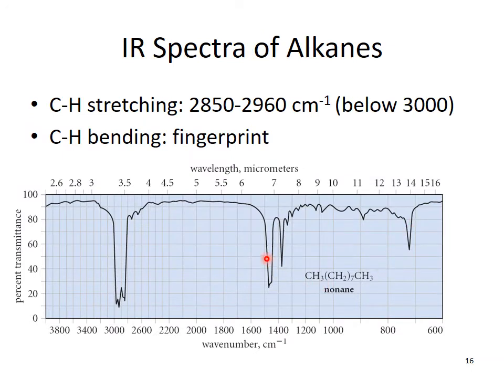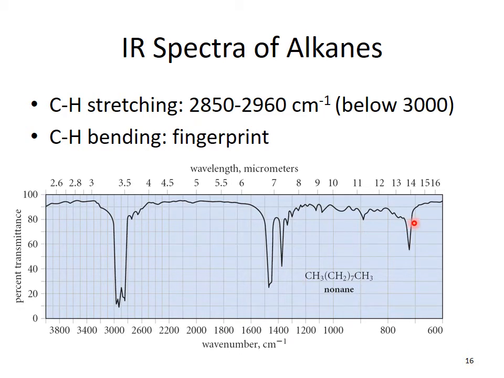Here's an example of nonane. Here is that 3000 line. To the right of this, lower than 3000 centimeters to the -1, you have the carbon that is sp3 to a hydrogen. This is where we see this. All of the carbons in nonane are sp3. So these are where those carbon-hydrogen bonds are absorbing. Here, the fingerprint region is starting right about here. So all of these are single bonds in this molecule. And again, it's a fingerprint.